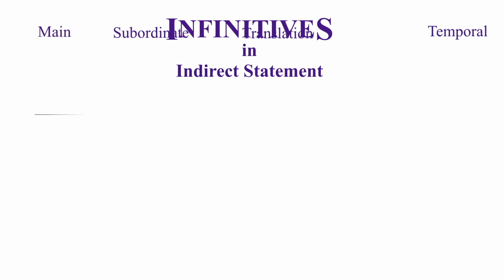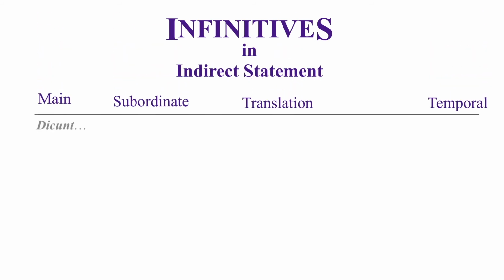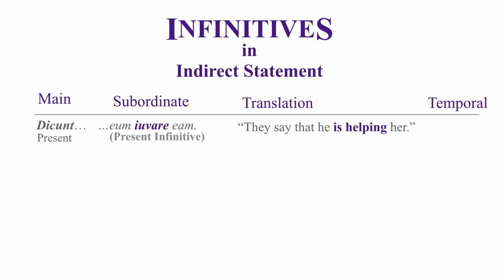Now let's see this in action. So for the following example, dicunt eum iuvare eam. They say that he is helping her. If you'll notice, dicunt is a present tense verb. The subordinate clause has iuvare, a present infinitive, to indicate same time.